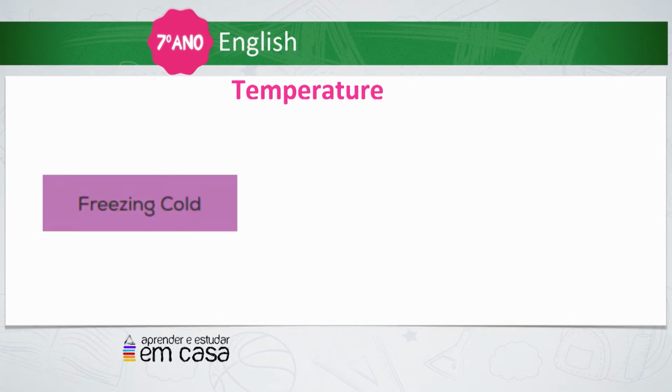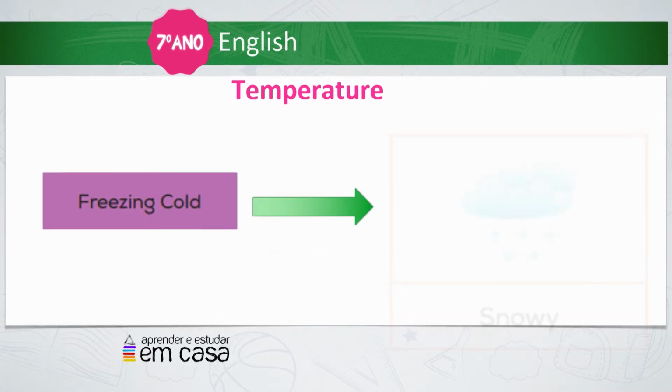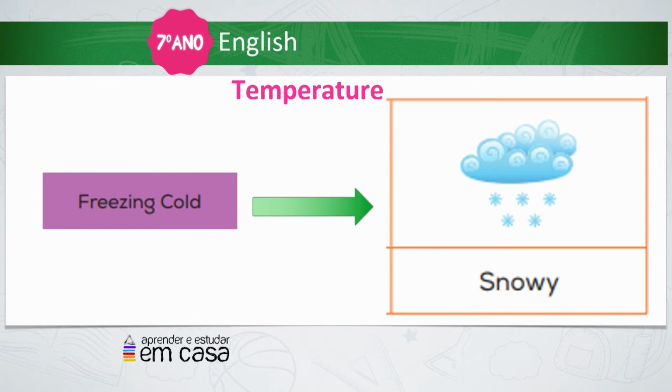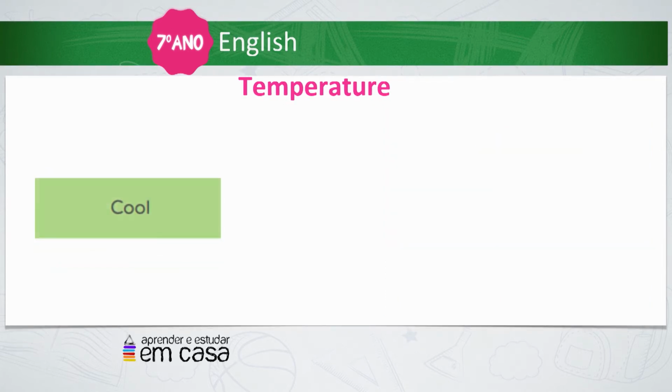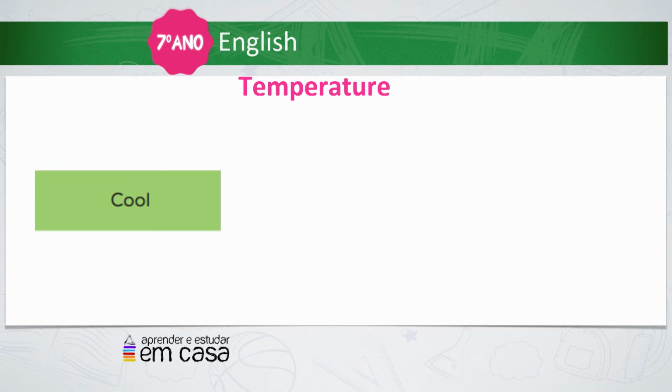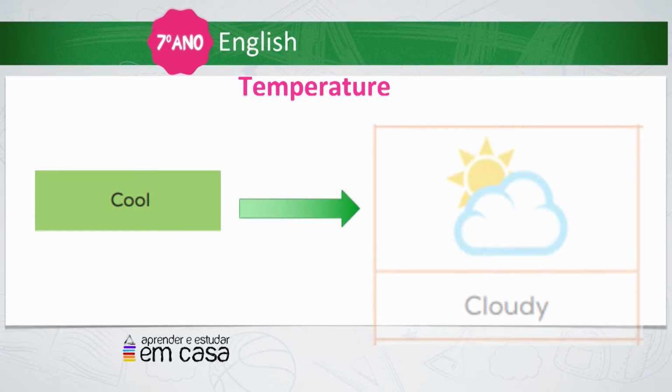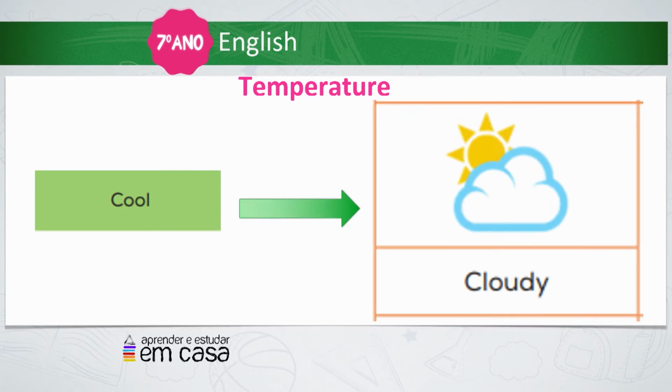Next, freezing cold. When the temperature is freezing cold, we can say that the weather is snowy. So also, when we have the temperature cool, the weather is cloudy. We say the temperature is cool.